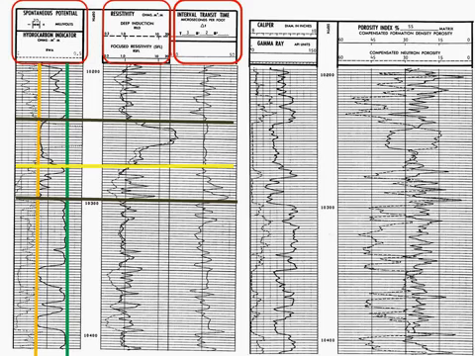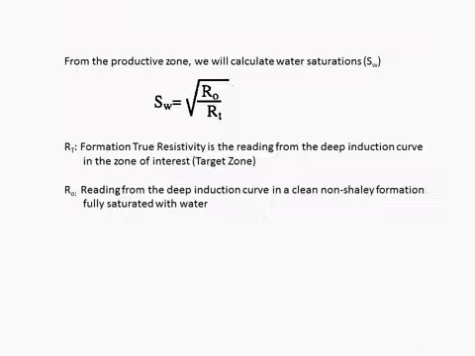Now, when we look at the resistivity, though, in the zone of interest, there's a hydrocarbon zone, I notice that the resistivity is real high, and then the zone decreases.